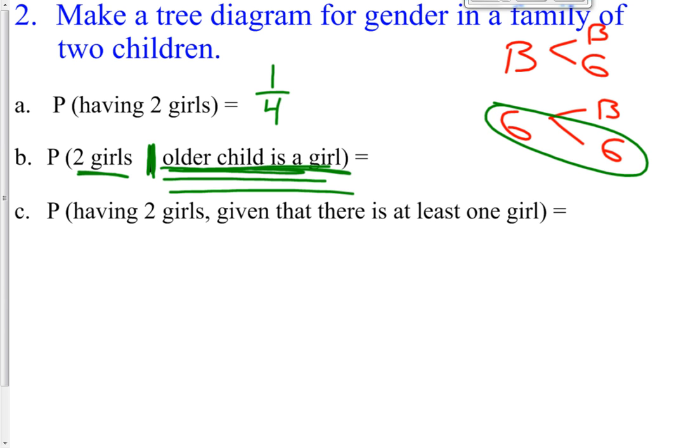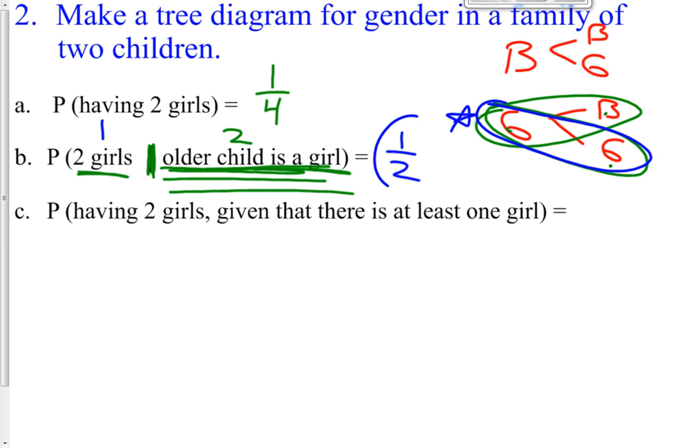The older child is a girl. How many outcomes are there where the older child is a girl? Well, here are your 2 possibilities when a girl is born first. It could be a girl-boy or a girl-girl. So there's 2 possibilities of an older child being a girl. Given that, what's the probability that both of them are girls? Well, out of these two right here, there's only one that's girl-girl. So it's one favorable outcome out of two possible outcomes. So our answer is 1/2.